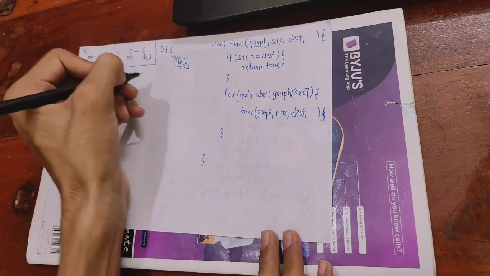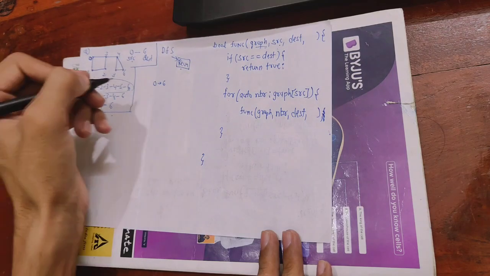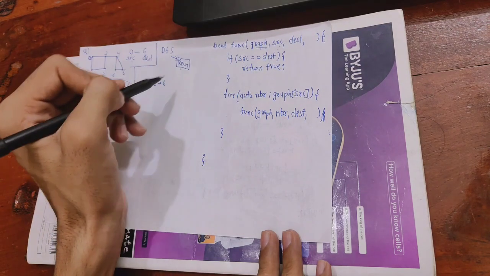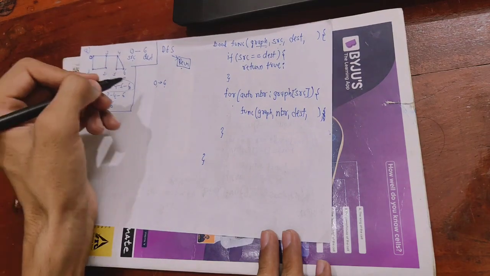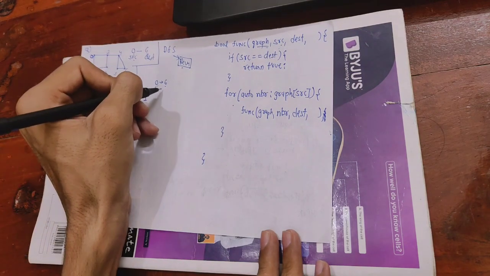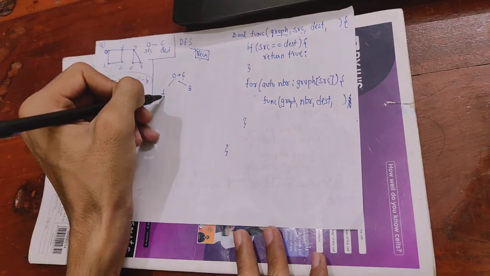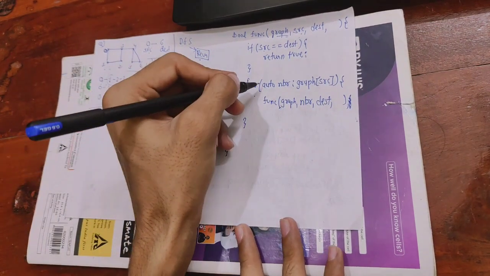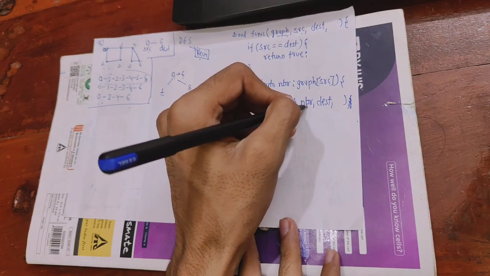So the source node is 0 and we need to go to 6. Now source is not equal to destination, 0 is not equal to 6. So what we do, we will go through its neighbors. So 0's neighbors are 1 and 3. Now we will do a recursive call. We entered into this. Now we need to do a recursive call having the neighbor as the source node.